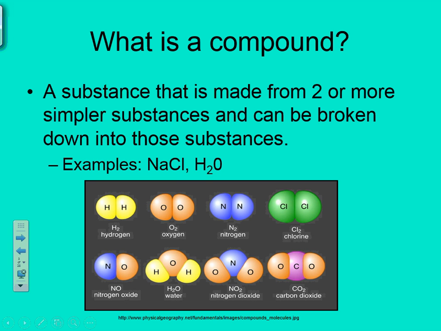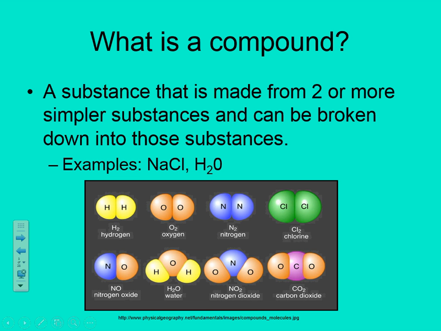Now, what happens if we take some elements? We start to do a recipe, and we have to mix two elements together. What's going to happen? We're going to form a compound. So what is a compound? A substance made from two or more simple substances. Really, a compound is two or more elements combined together.